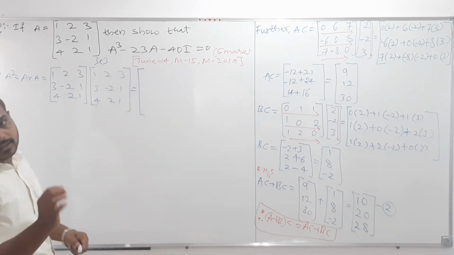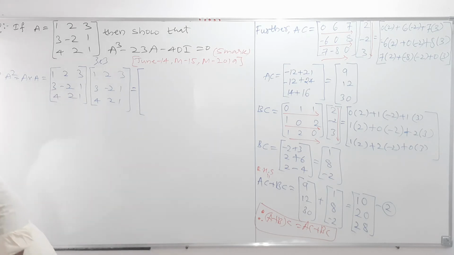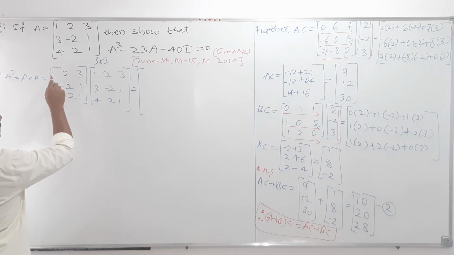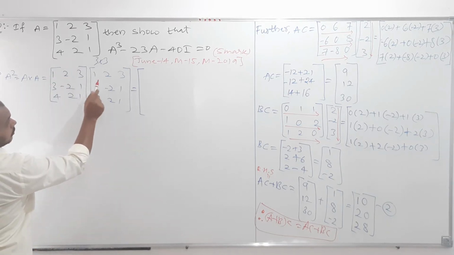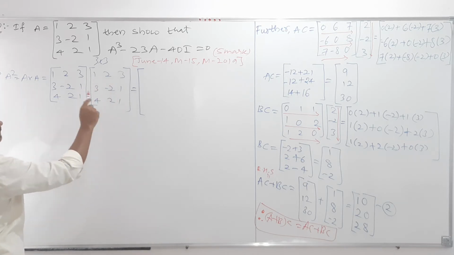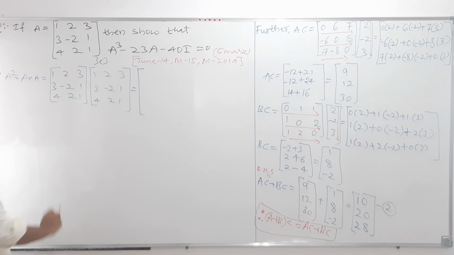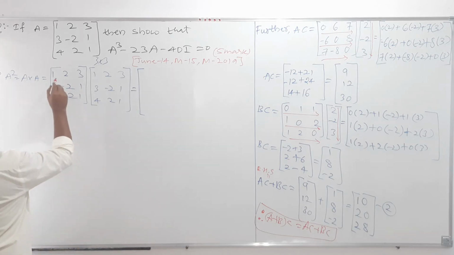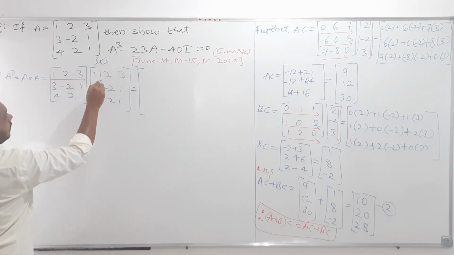Again we should check whether the order is same or not. So what is the order of both the matrices? How many columns are there? 1, 2, 3. 3 columns are there, and 3 rows must be there in this matrix. 1, 2, 3. 3 rows are there. So therefore multiplication is possible, and the multiplication is done by rows by column.